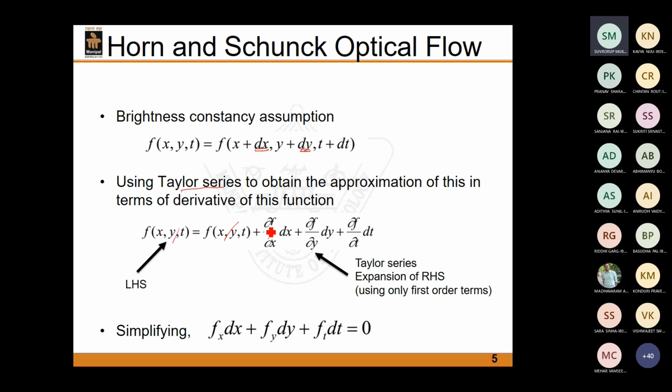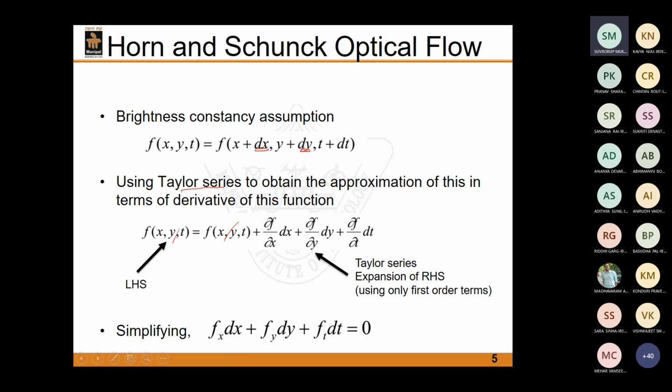You get the partial derivative of f along the x direction, plus the partial derivative of f along the y direction, plus the partial derivative of f along t, since t is taken as one of the domain dimensions. This will equate to 0. That can be represented in a simplified form, just changing the notation: fx dx plus fy dy plus ft dt is equal to 0.